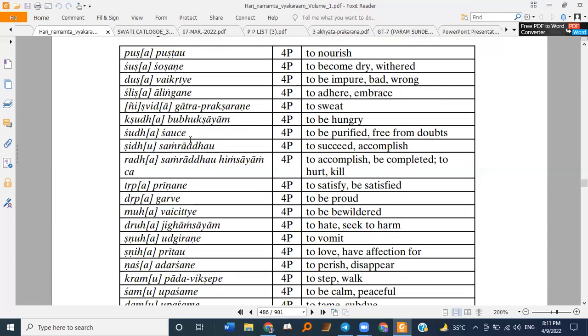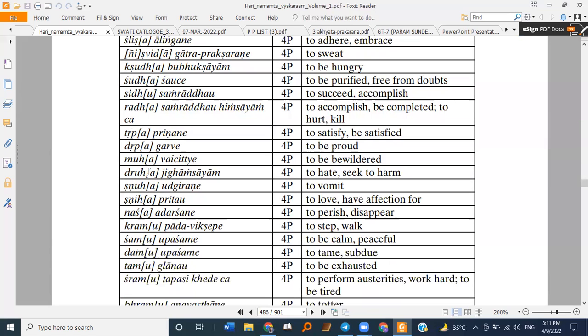Shuddha Shauche, words like Shuddha, Shuddhi, Ityadi, Shodhana, Sankshodhana, even Sankshodhana, that's proofreading. So Shridhu Samradhav, to succeed, accomplish, like we say Siddha, Siddhyati, Ityadi. Radha Samradhav Hinsayam Cha. I think it should be Radha, not Radha. Words like Radha and so on. Yeah, it should be, I believe.